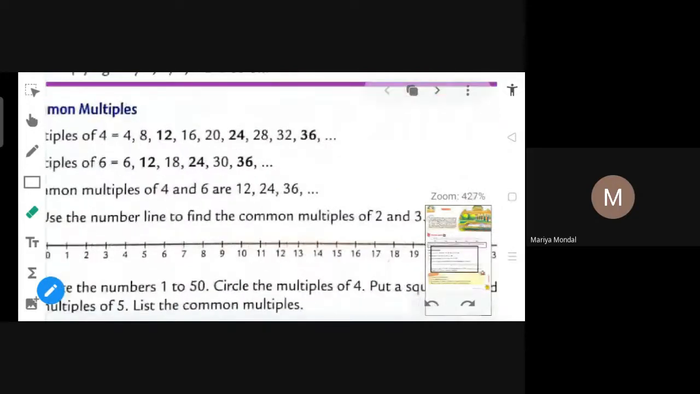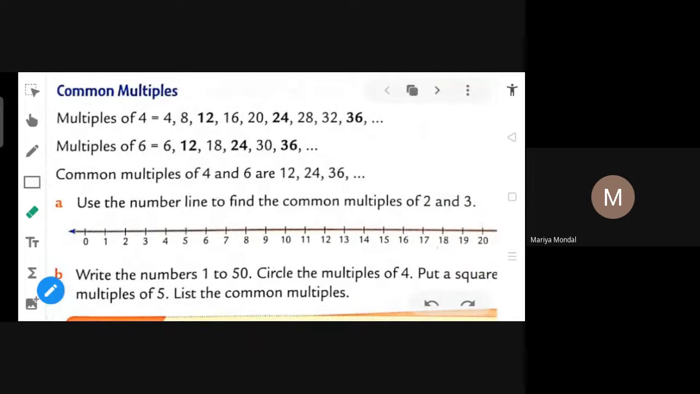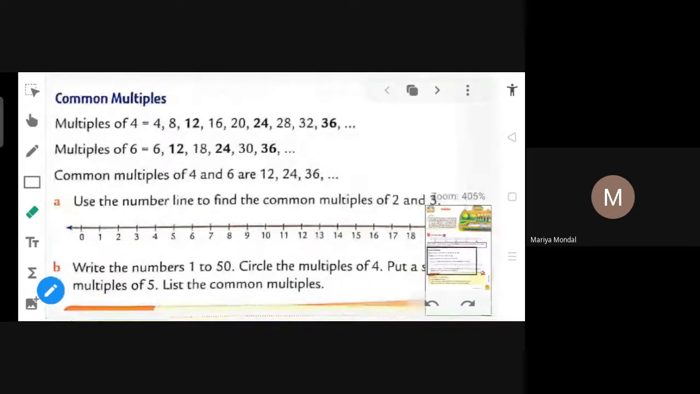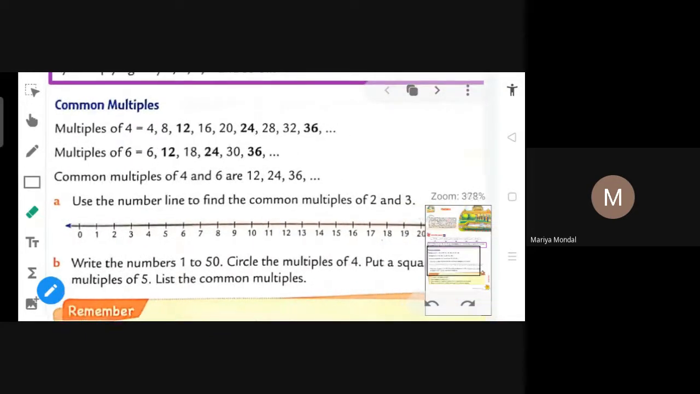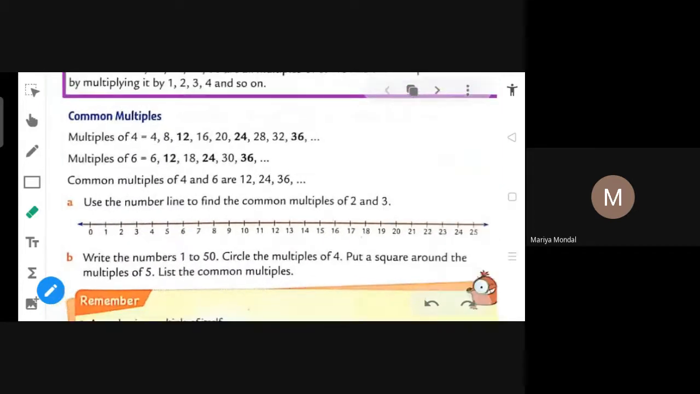Then the next topic is common multiples, which is given in the textbook. First I'm explaining from the textbook and then from my notes.